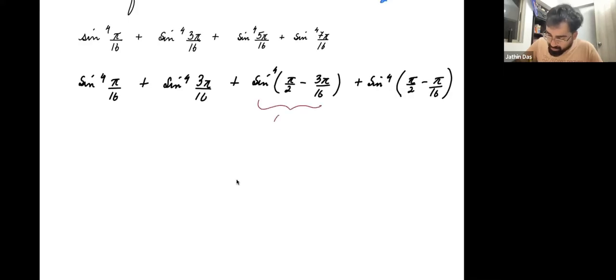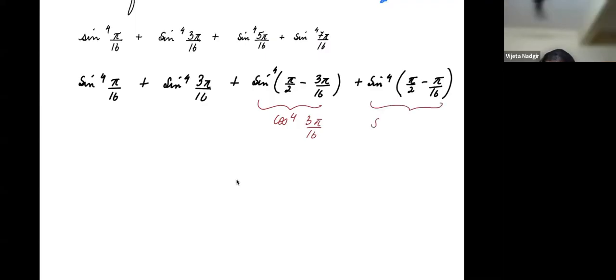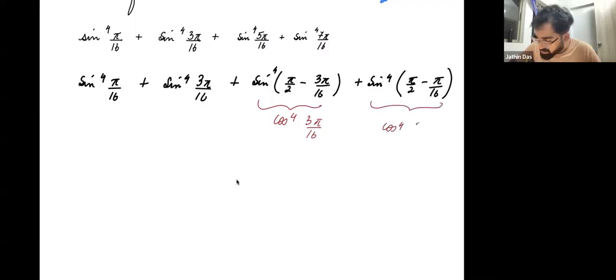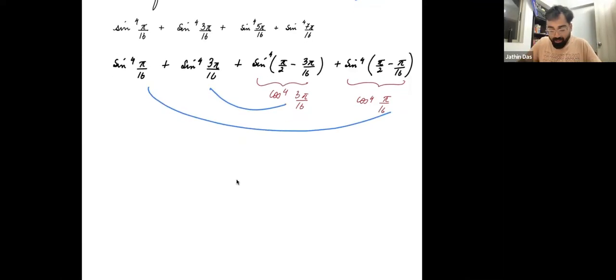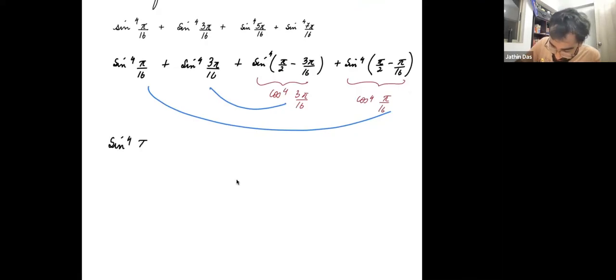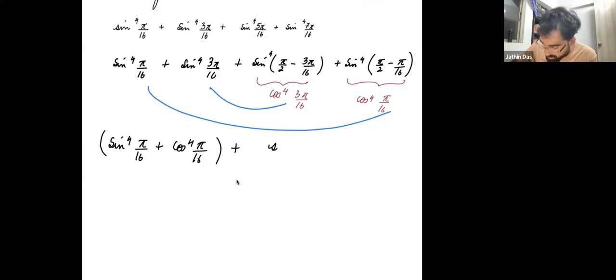So if you know, this will become cos raised to 4 of 3 pi by 16, and this will become cos raised to 4 of pi by 16. Is this clear? Then these two will combine, these two will combine. So sin raised to 4 pi by 16 plus cos raised to 4 pi by 16 plus sin raised to 4 of 3 pi by 16 plus cos raised to 4 of 3 pi by 16. Till here, is it clear?